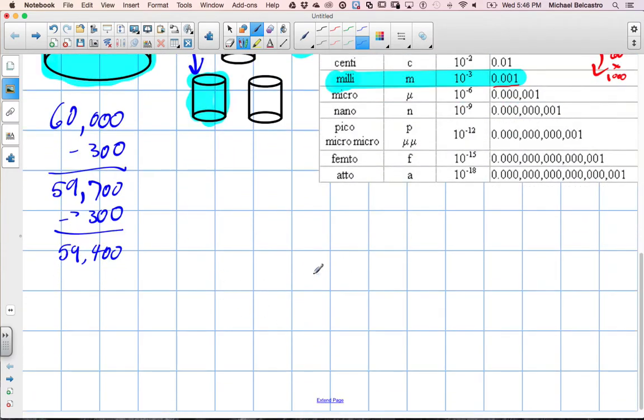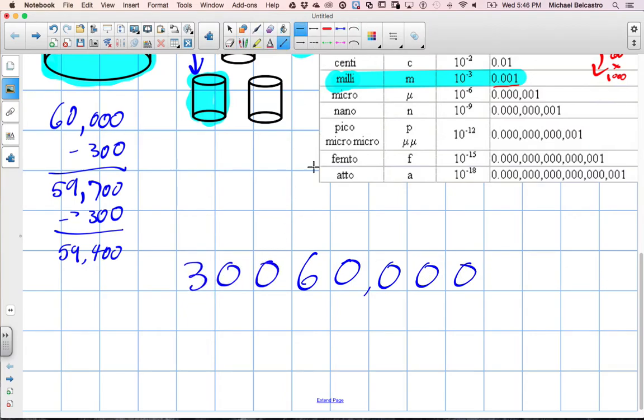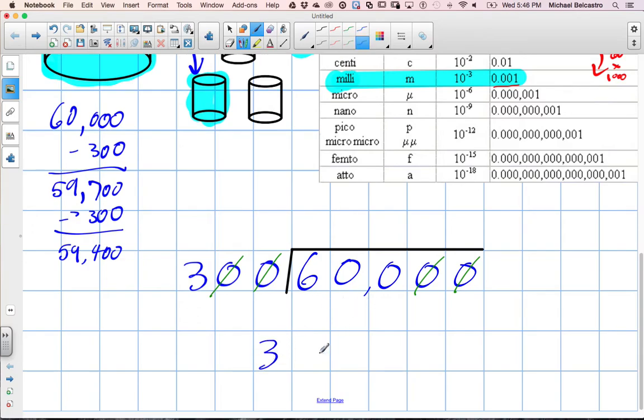So we're going to try to figure out how many times 300 goes into our 60,000. One way to make this a little easier when we're dividing is we can eliminate zeros from both. So if I eliminate a 0 out here, I can eliminate a 0 in here. And I can eliminate this 0 here and this 0 here. So now my question really reads, how many times does 3 go into 600? At least it looks less intimidating, right?